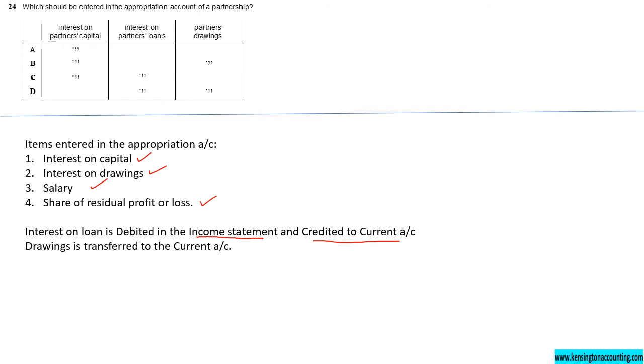Therefore, going back to our question, we're talking drawings here and drawings here, therefore D and B are incorrect. Interest on loan here, that's also incorrect.